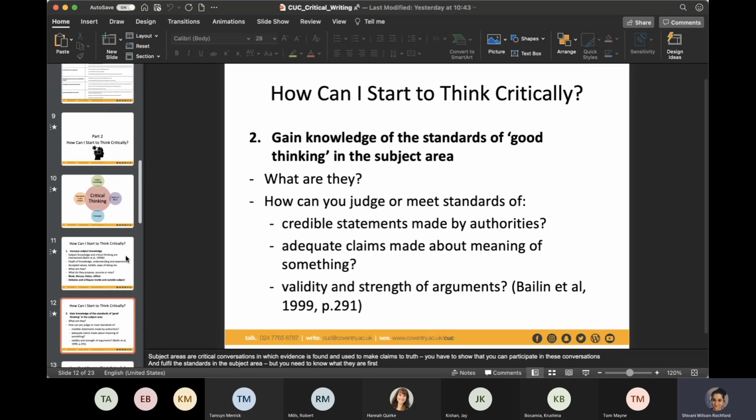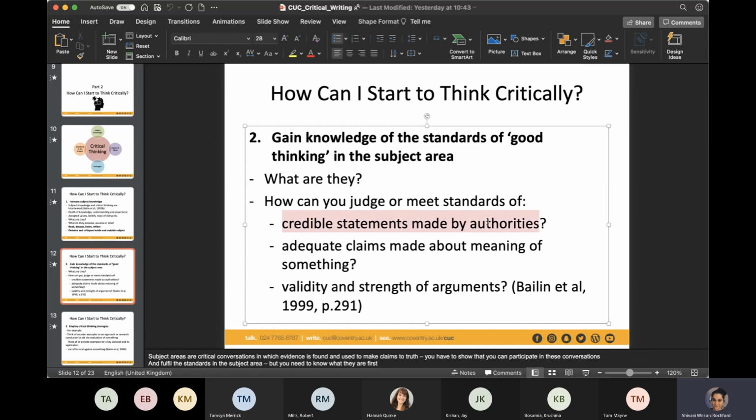Gaining knowledge of standards of good thinking, so looking at credible statements, adequate claims, the validity and the strength of arguments. So again, can this be challenged in some way? And this takes confidence as well, as you're building up in your writing. So this idea of having critical conversations, being able to question something, is important when it comes to applying critical writing. And again, you can use phrases to demonstrate this, which I will show you towards the end.